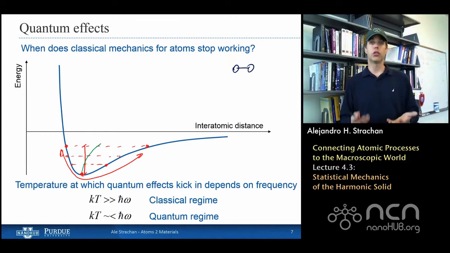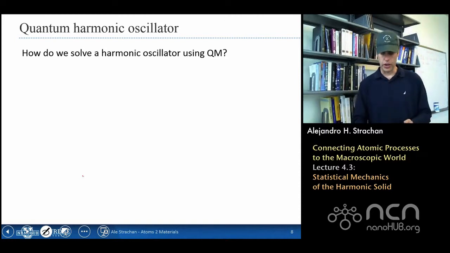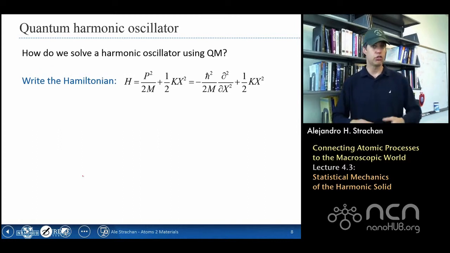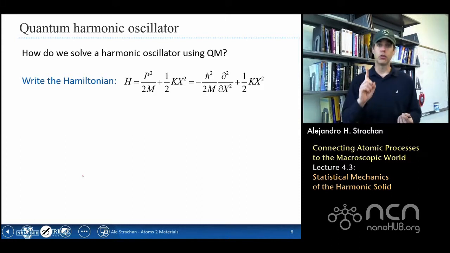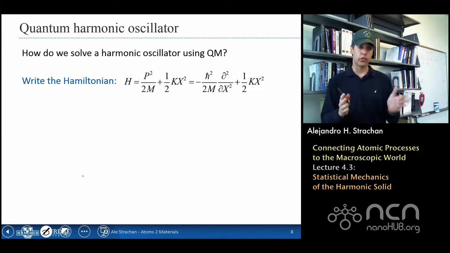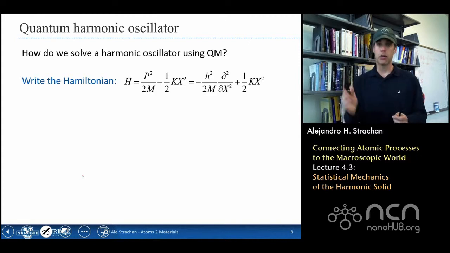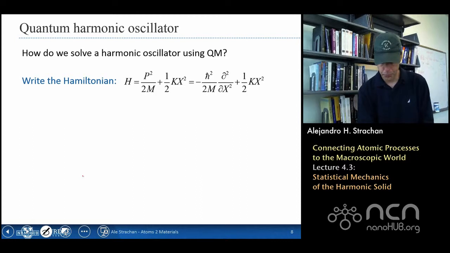So what do we need to do to solve the quantum harmonic oscillator? Well, we have to start with quantum mechanics. So the first thing we do is write the Hamiltonian operator, just like we did in weeks 1 and 2. Remember that the system at low temperatures can be described as a set of 3n independent harmonic oscillators. So they're independent. That means that I can add them up. So I'm going to solve for one harmonic oscillator and then add them up.